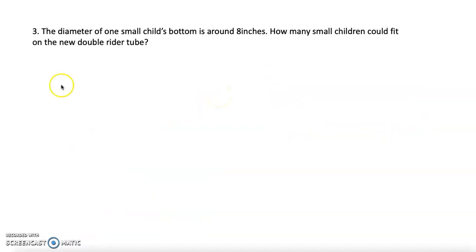Last but not least, I'll just talk you through something like this. If the diameter of one small child's bottom is around 8 inches, how many small children could fit on this new double rider tube? If we have the diameter, half of the diameter will give me the radius. So my radius would be 4. I would plug that into the formula pi r squared to get the area of one small child's bottom. And then I would divide the area of our new double rider tube by it to figure out how many small children would fit on the tube.